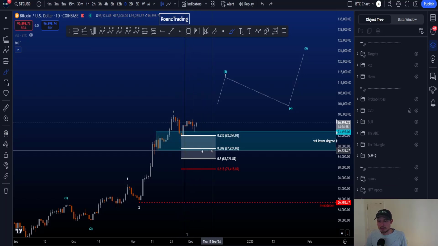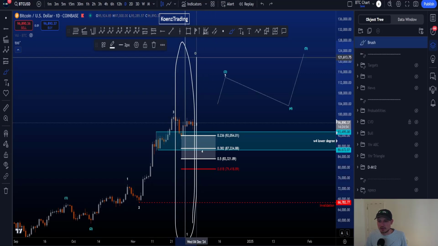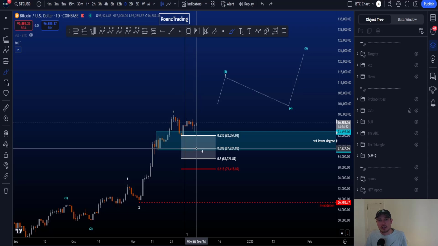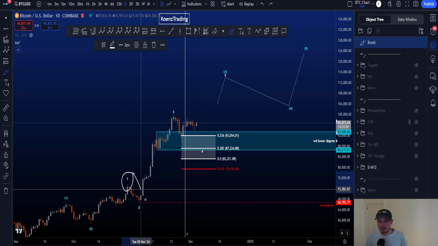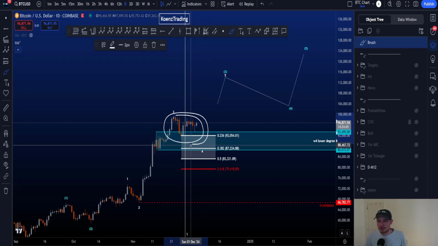From a time perspective, we preferably finish wave 4 after the vertical line that I have on my chart, which is a Fib time taken from the start to the end of 2 to the end of 3, which, as you can see, is also the case at the moment.